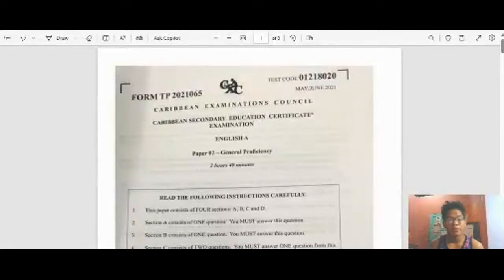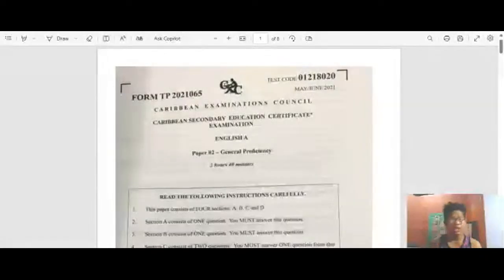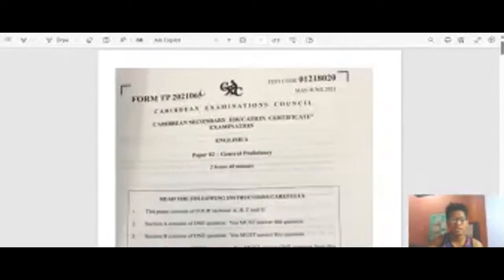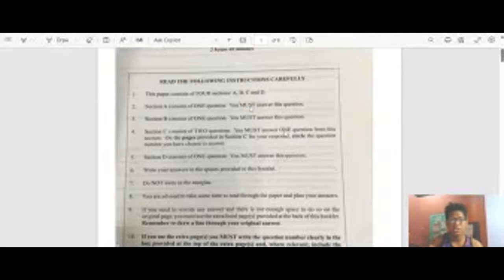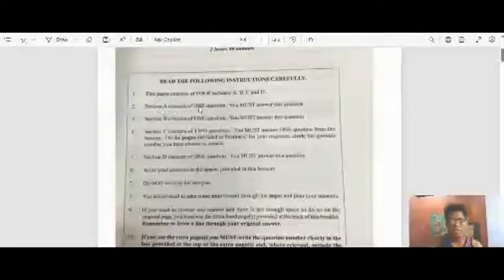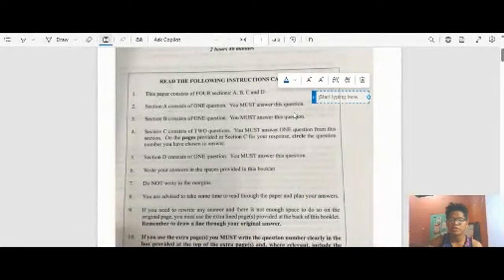So we'll be looking into the Caribbean Secondary Education Certificate Examination (CSEC) for English A, Paper 2 General Proficiency. We have approximately 1 hour and 40 minutes to do so. And let us take a full look at the instructions. This paper consists of 4 sections, A, B, C, and D. It says for the second instruction, section A consists of 1 question, and you have to answer this 1 question.